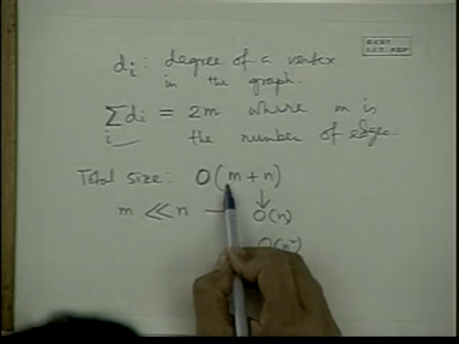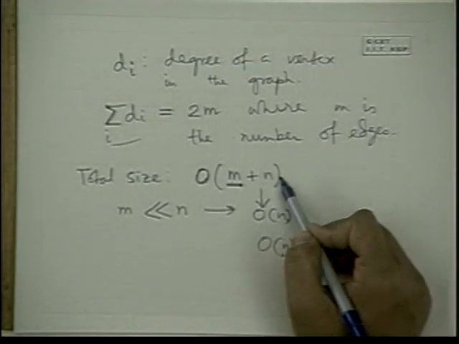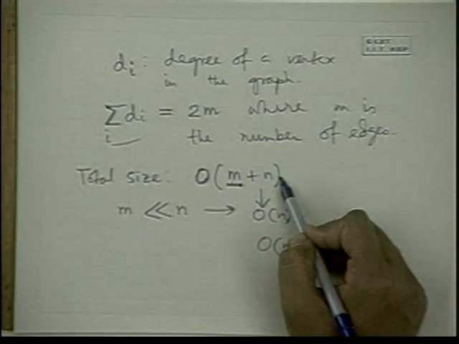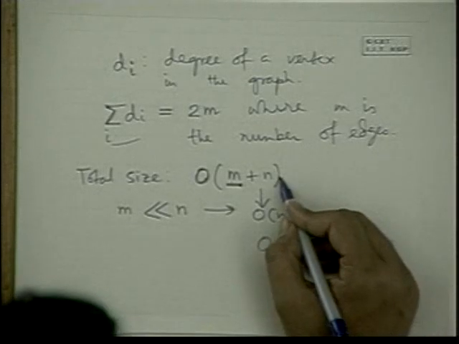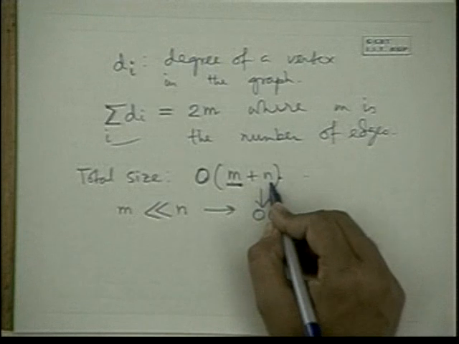But mind that when m is of order n square, suppose you take the complete graph, that means every vertex is connected to every other vertex. That graph will have how many edges? N choose 2, which is order of n square. In that case, this data structure also will be of the order of n square. But there are most of the times when m is much less than n square, and this will be much smaller.